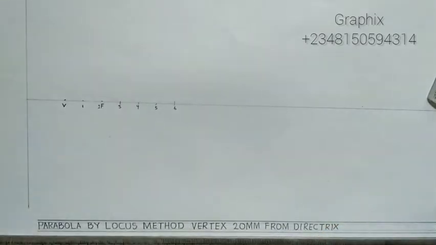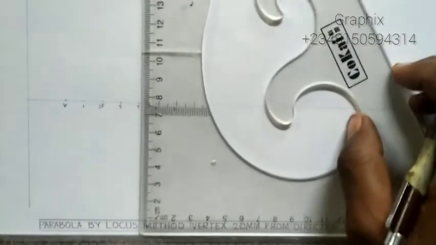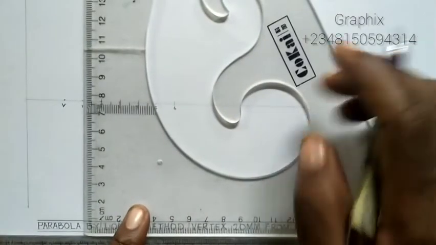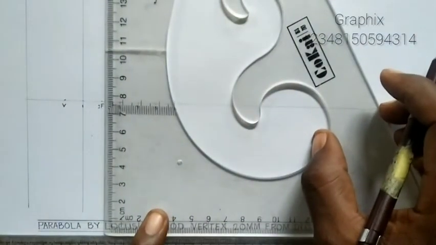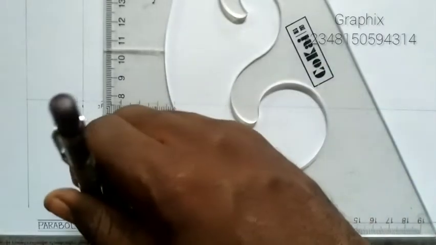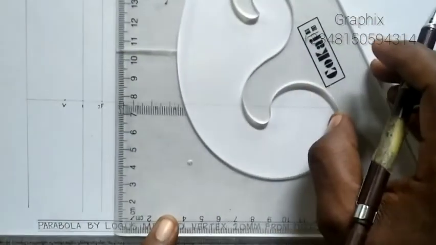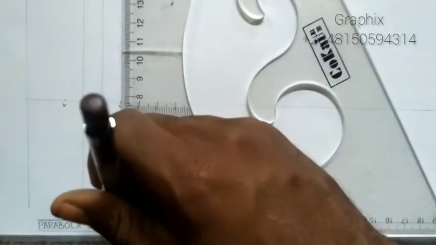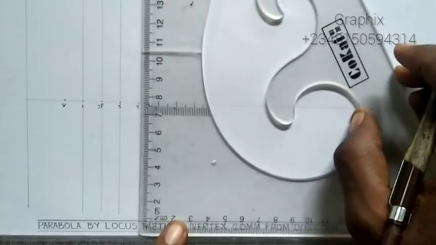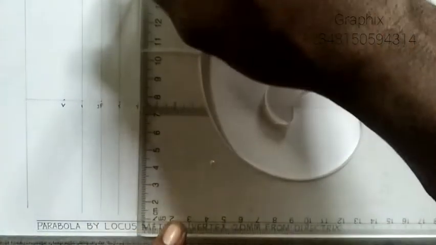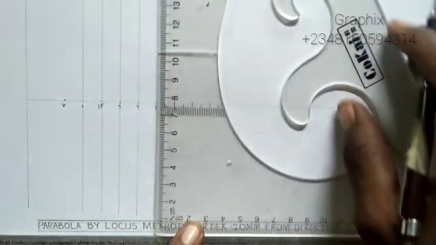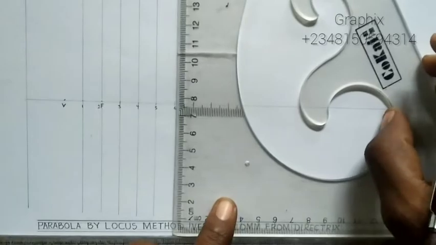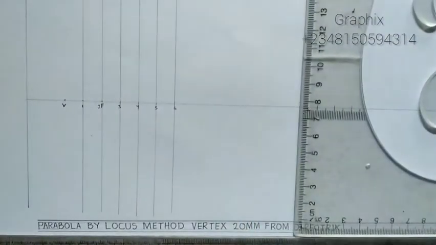Now, the next thing I'll do is to carry my set square and draw a vertical line passing through each of those points like this. To the next point also like this. To the next point also like this. To the next point also like this. So I'll repeat the same process for all the points with the help of my t-square and my set square, using them simultaneously. So this is what I'm having.